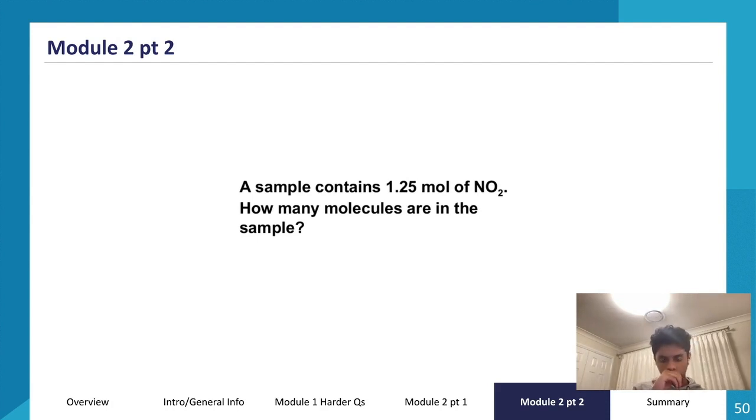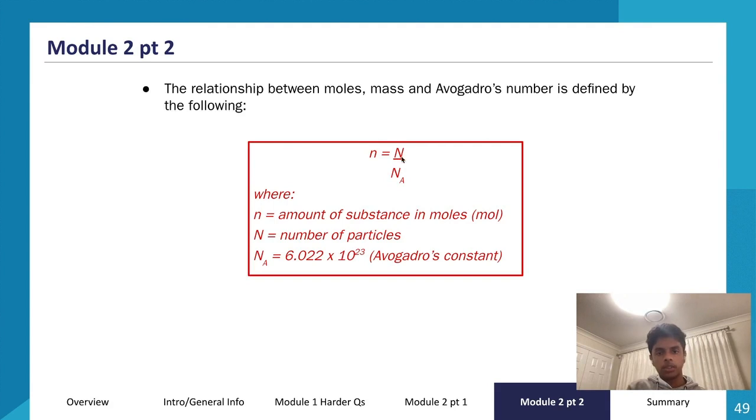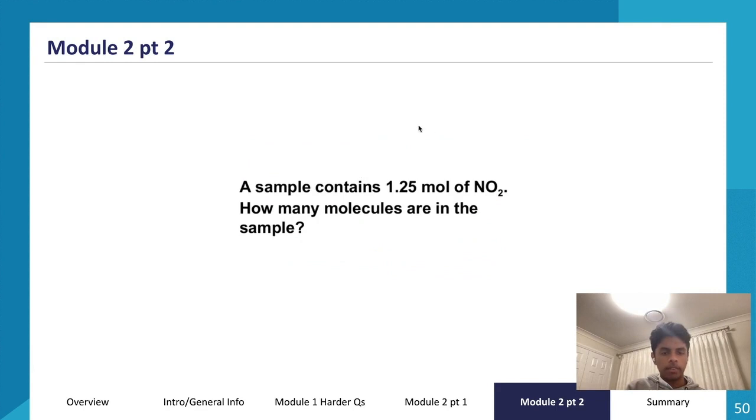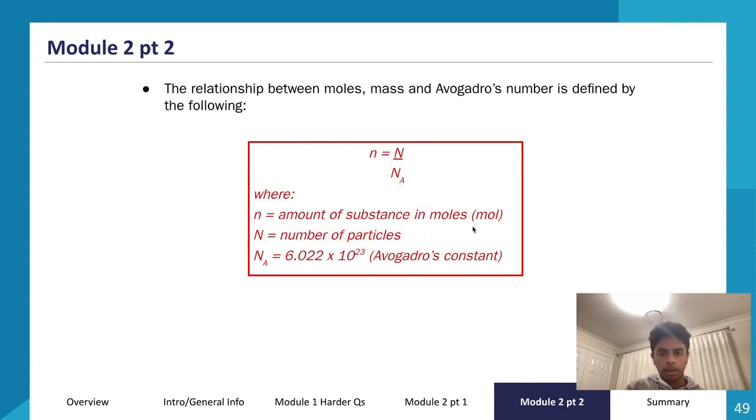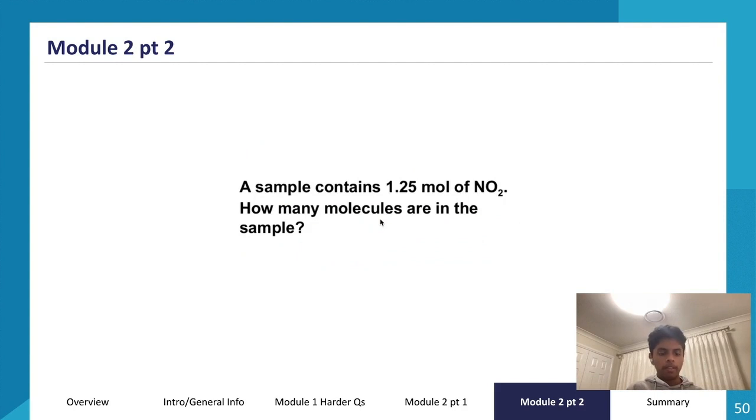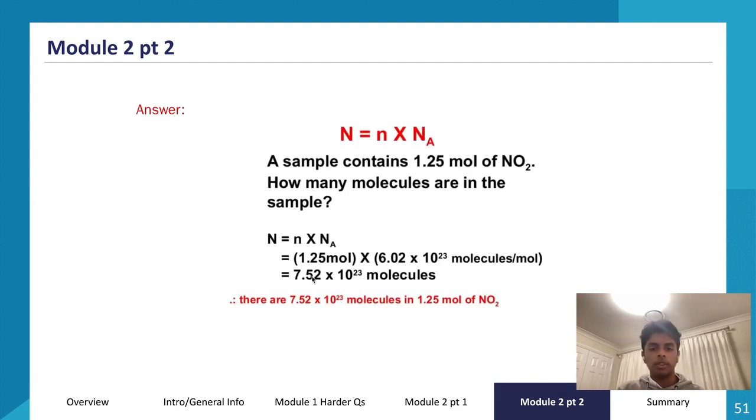So we go to this equation, n is equal to number of particles divided by Avogadro's constant. They've given us the amount of substance in moles. We know Avogadro's constant. We're looking for the number of particles. So we rearrange this equation to make it the subject. We multiply the amount of moles by Avogadro's constant. So we do 1.25 times 6.022 times 10 to the power of 23 to get an answer of 7.52 times 10 to the power of 23 molecules.